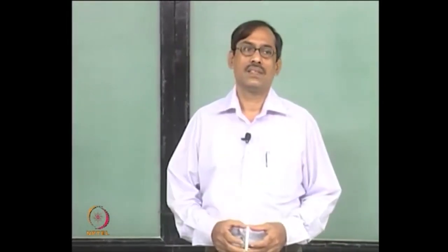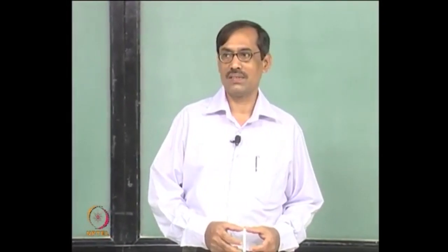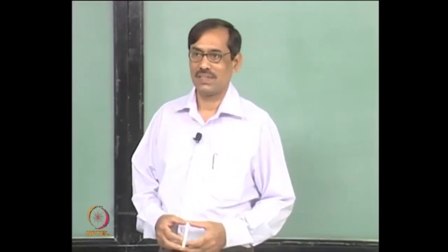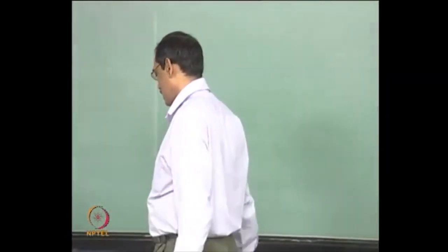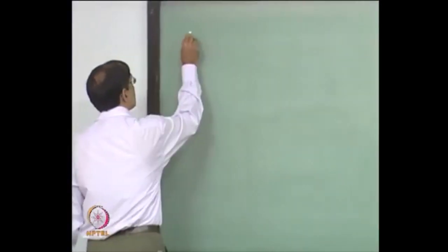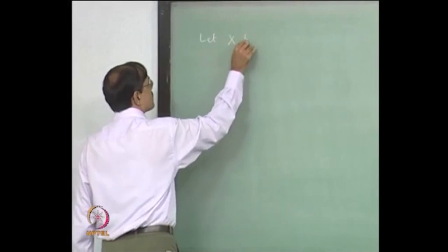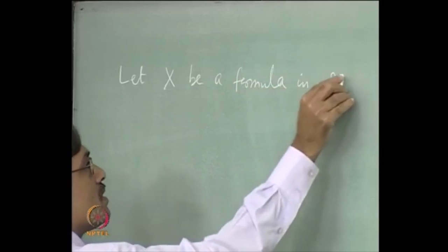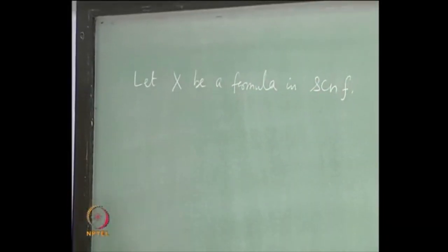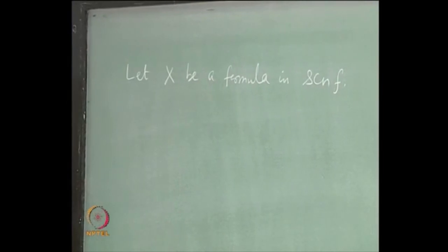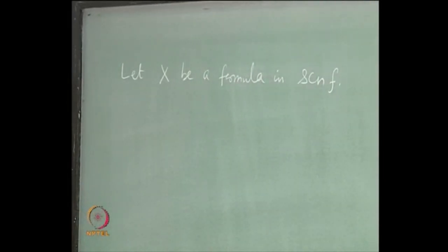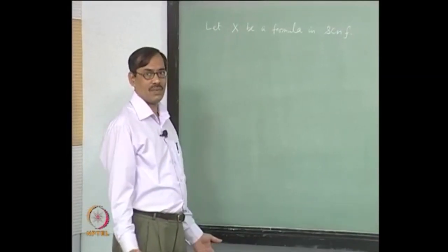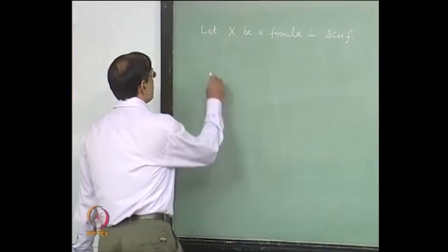So, for that we need the Herbrand domain or the Herbrand universe, then that generates the Herbrand interpretations, then the Herbrand expansions, ok. So, we started with a formula in SCNF. So, let us skip that, let x be a formula in SCNF. Of course, any formula can be converted to an SCNF preserving satisfiability. So, there is no harm in starting from the SCNF formula itself, if satisfiability is all that we are concerned with.